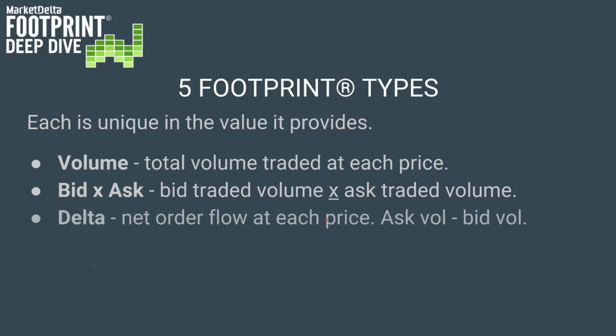Delta. Delta is the net order flow at each price. So it is subtracting the bid volume from the ask volume. And that's all it is. It's just the net order flow. So you have a single number. It's either going to be a positive number or a negative number. Positive delta is more aggressive buying. That's how we describe it. And a negative number would be, we call it negative delta. That is more aggressive selling at the price.